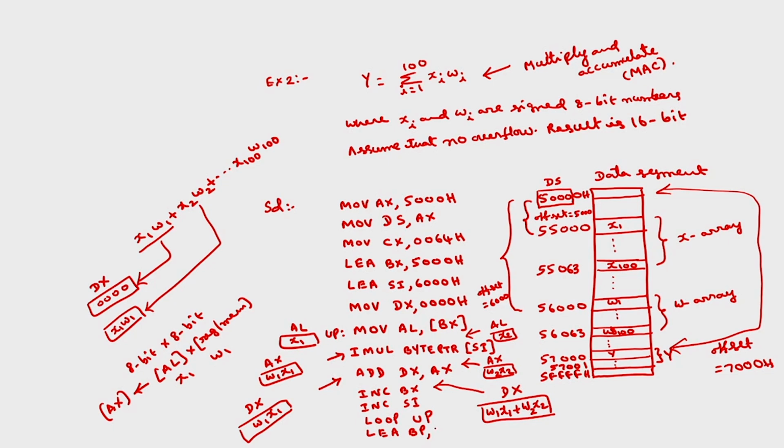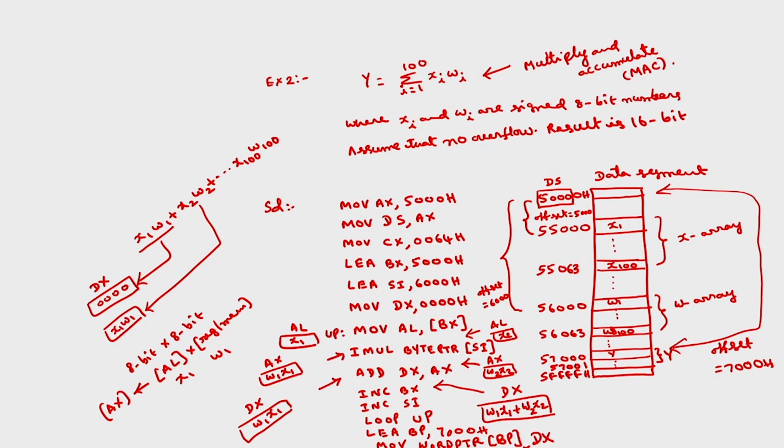So, I am pointing this to 7000. Then store the result, where the 16-bit result is in DX. Okay. So, move word ptr [BP], DX.